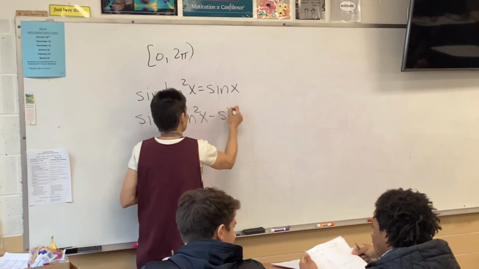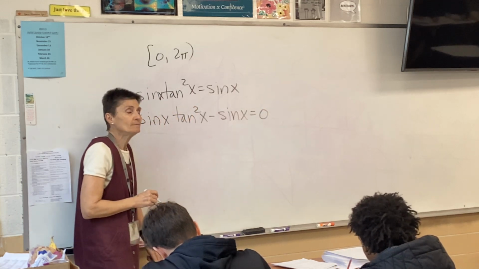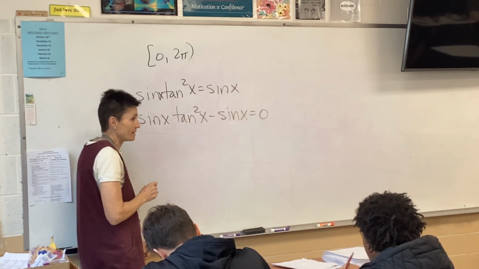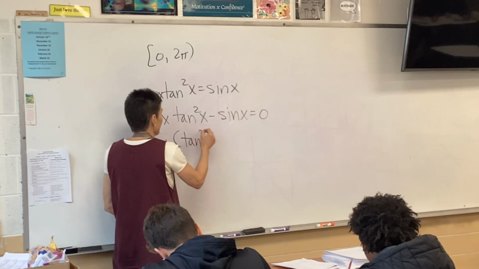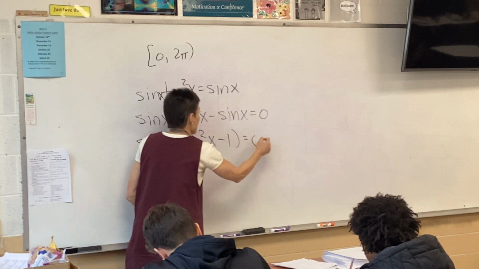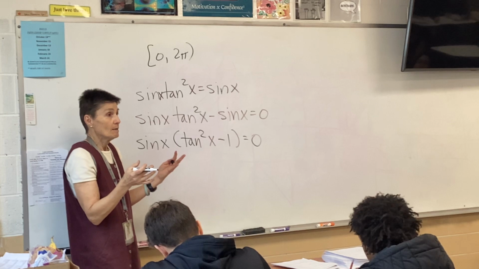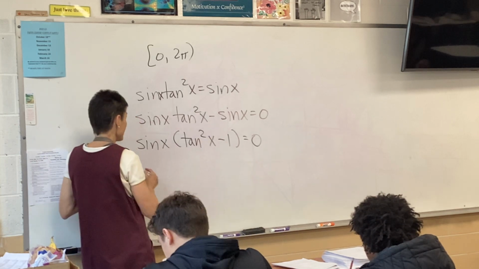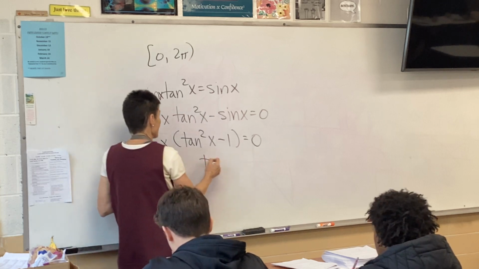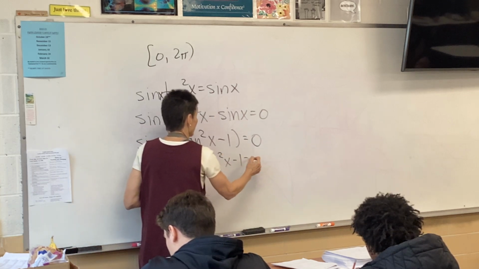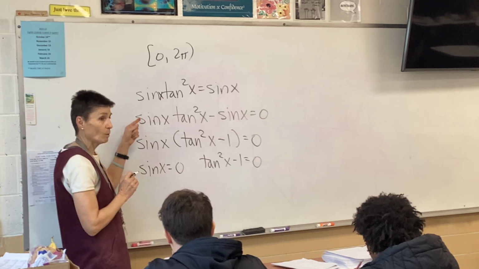Chris has amended his idea, and so I'm going to subtract sine so that I can factor it out and accomplish the same thing, right? Now I have two expressions, sine and tangent squared minus 1. All right, does everybody follow what we did there?